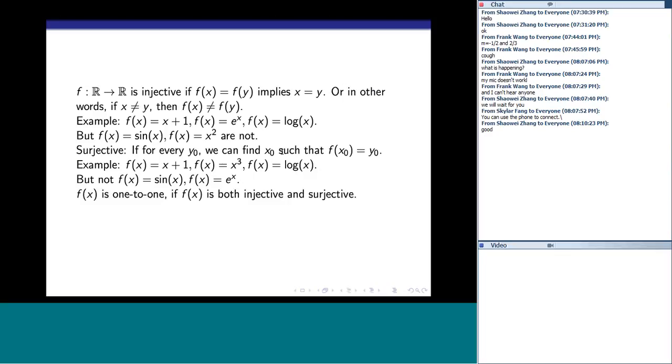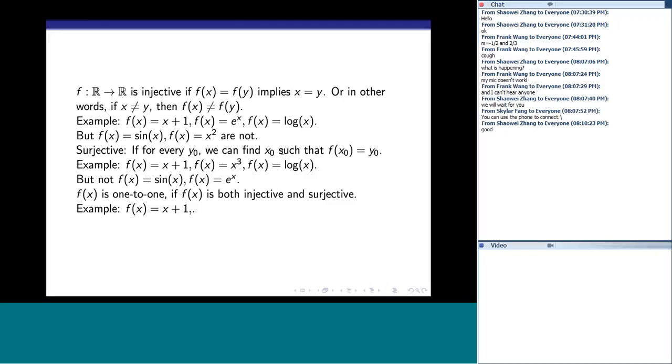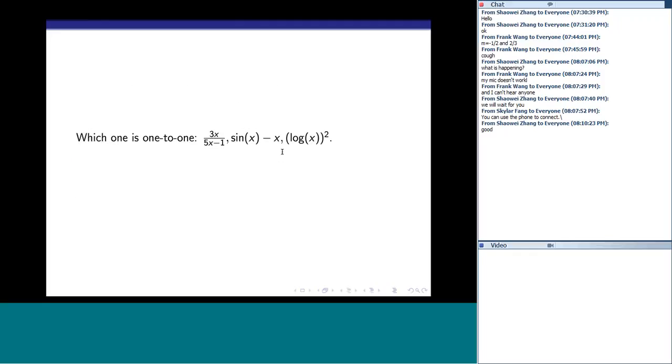So 1-to-1 means both surjective and injective in the domain. So actually saying log x will be 1-to-1 in the region when x is greater than 0. But in the whole region, in the domain, okay, it will be okay. Example, f(x) equals x plus 1. Which one is 1-to-1? Now another question. Which one is 1-to-1?